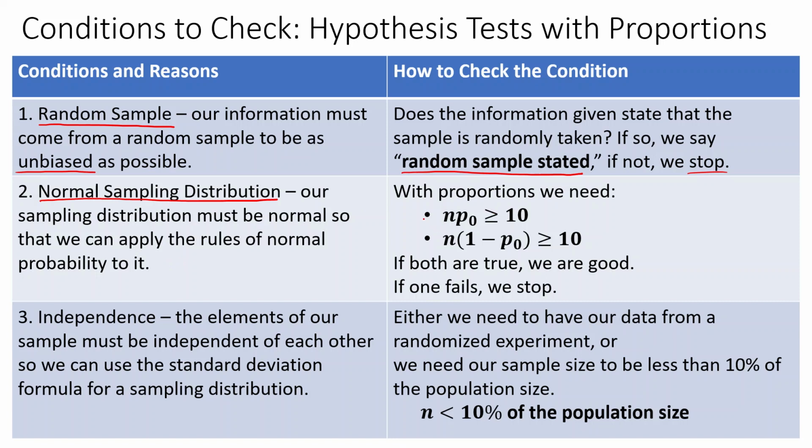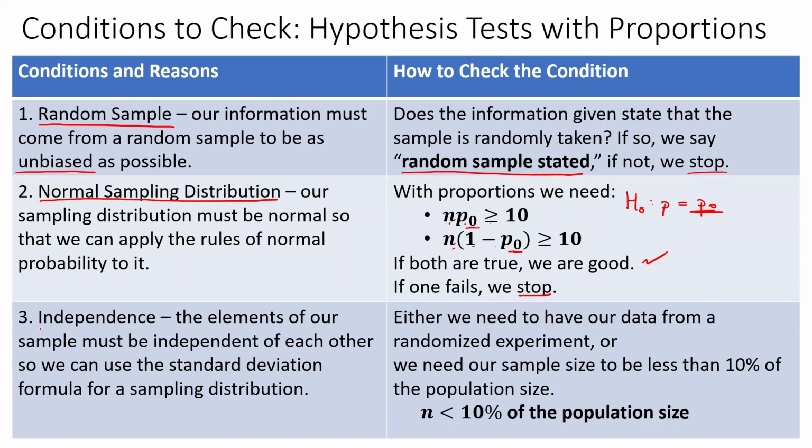If we're working with proportions, there are two conditions that we have to check. n times p naught has to be greater than or equal to 10, and n times 1 minus p naught has to be greater than or equal to 10. This p naught is coming from our null hypothesis. Remember in our null hypothesis, we're saying p equals some value. Well, that value is p naught. That's what we use, not our sample information, but the null hypothesis, what we start off believing. If both of these are true, then we're good. We just say check, normal sampling distribution, and move on. If one of them fails or both of them fail, we stop. Like if one of these is 5 or 7 or 6 or something less than 10, we stop and say it doesn't work.